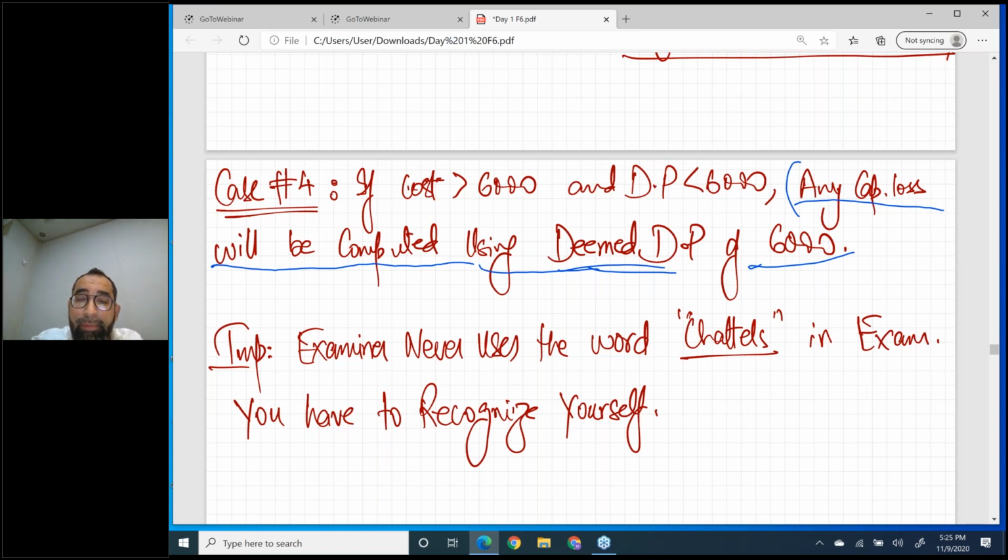Now the final words, very important words. The past paper says the examiner never uses the word chattel. It's your responsibility to recognize that the question relates to chattels. They will give you a hint. They will say the car. They will say the word paintings. They will use the word chair. Chair is tangible movable property. Then you have to recognize yourself. They normally never use the word chattel, so don't expect that they will tell you a ready-made name of chattel. You have to be alert. This is a skills module paper.